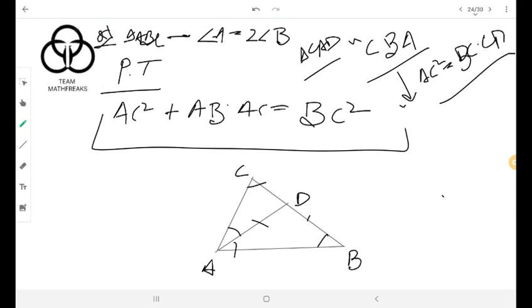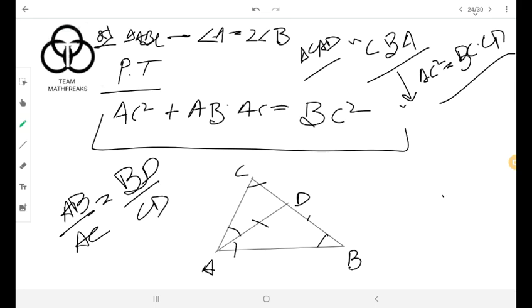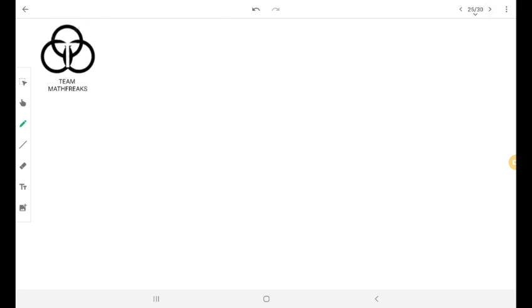Since AD bisects angle A, here we are applying the angle bisector theorem. Because this is the angle bisector, we have AB by AC equals BD by CD. Now we just proved it. Now you try to find the value of AC square plus AB into AC. Let's find the value of this part.